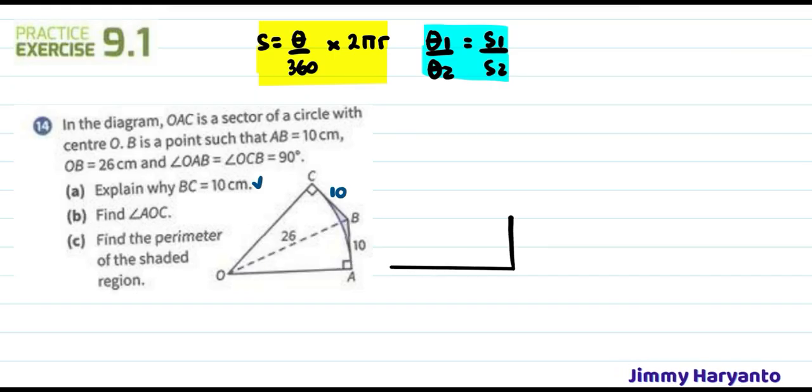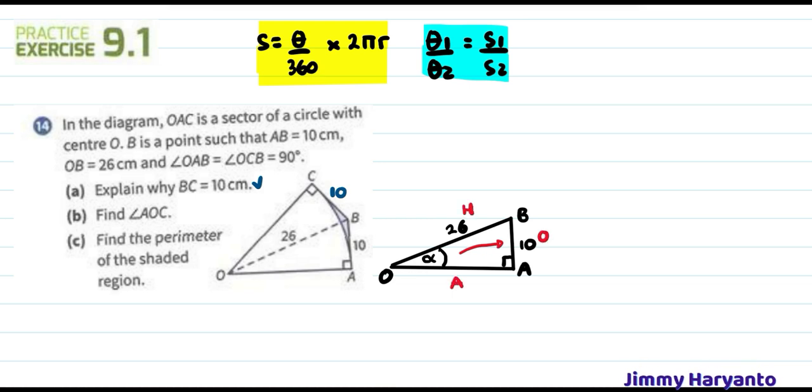The triangle is like this. Okay, I will label it like this, and this one is the right angle. I want to find this angle alpha. We have 10 right here and 26 right there. This one is the opposite, this one is the hypotenuse, this one is the adjacent.